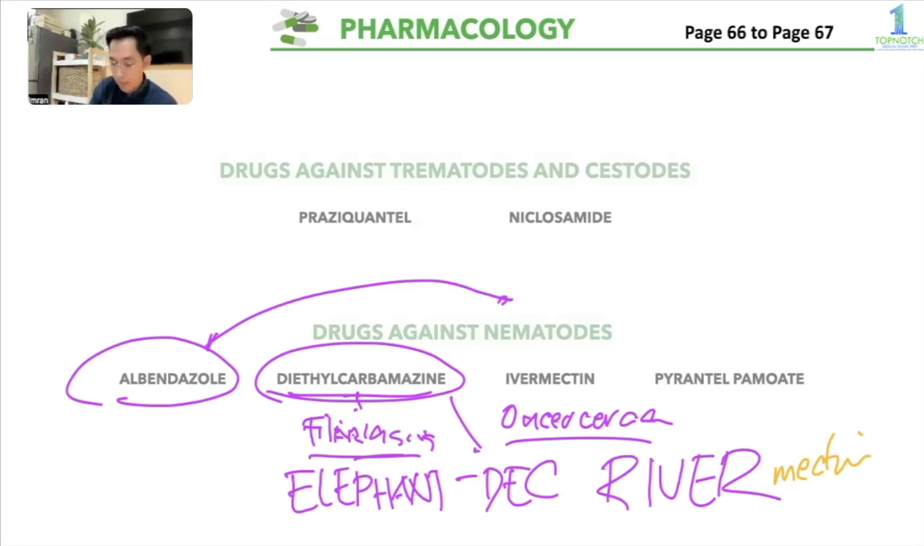whipworms. Ang palatandaan ko dun is whip me. Okay? Whip me. Me for mebendazole. Whip for whipworm. Okay? And your thiabendazole for trichinella. So, ang trichinella, no?